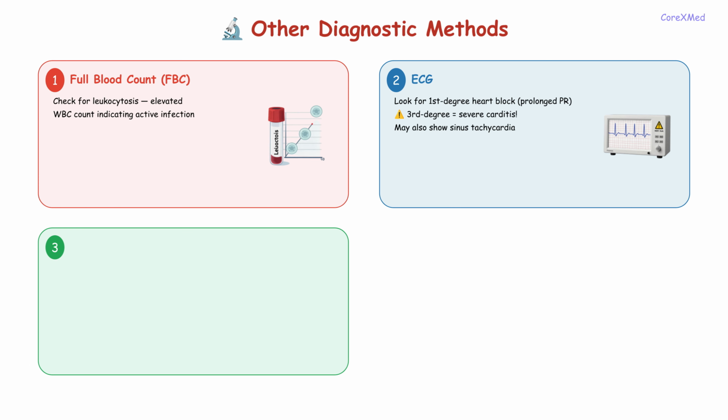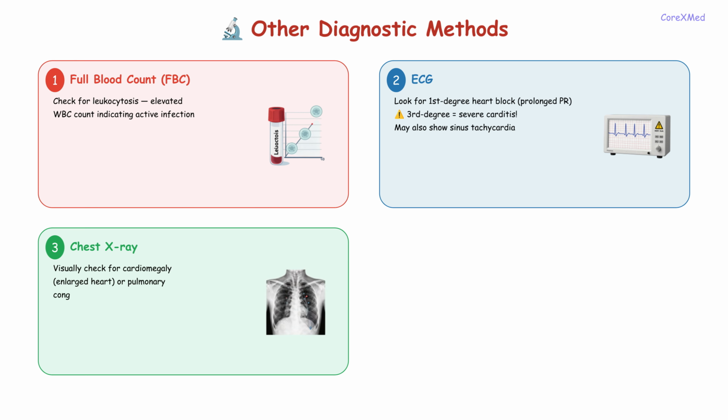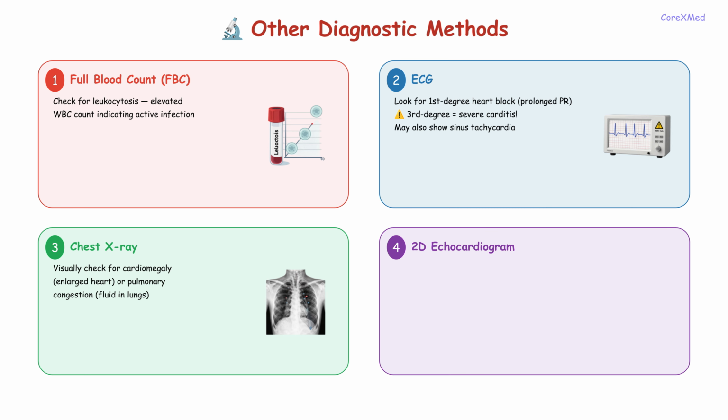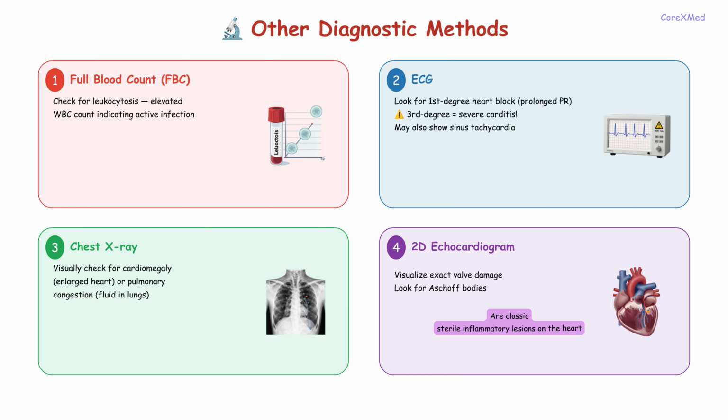Third, a chest X-ray. This helps you visually check for cardiomegaly. Fourth, an echocardiogram. This lets you visualize the exact valvular damage and look for Aschoff bodies. Aschoff bodies are classic sterile inflammatory lesions on the heart muscle.